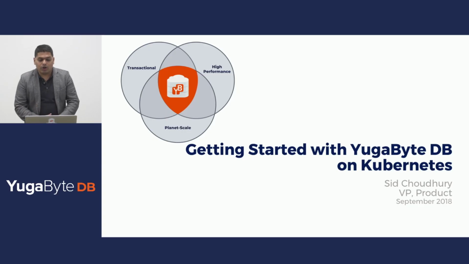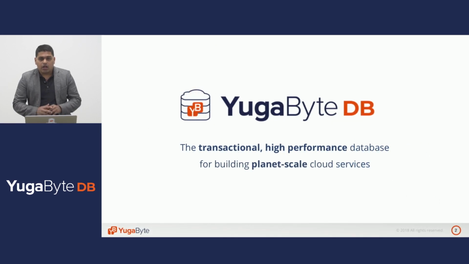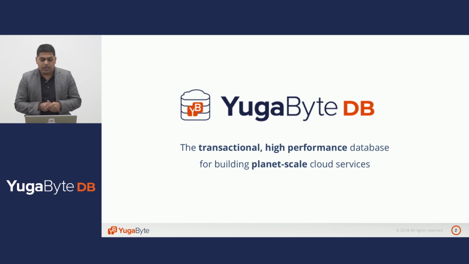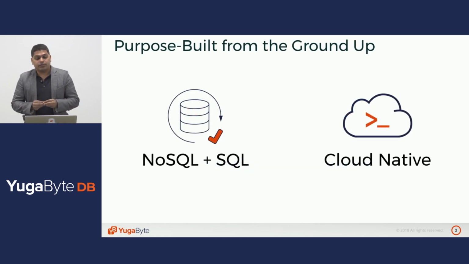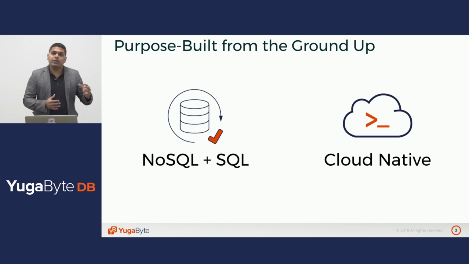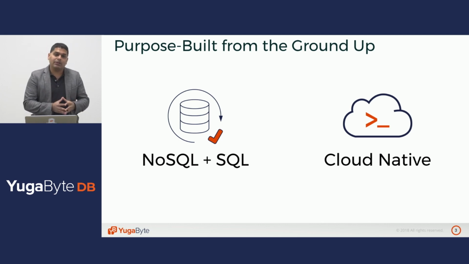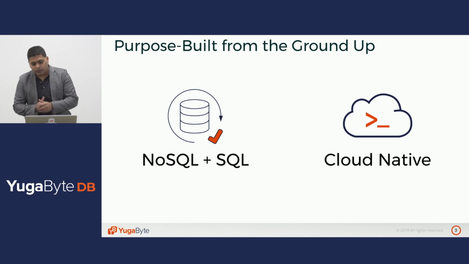Today I'm going to talk to you about how to get started with YugabyteDB on Kubernetes. Let's dive right in. What is YugabyteDB? We are a transactional high-performance database for planet-scale cloud services. We're actually purpose-built for the modern cloud era. On the API layer, we support both NoSQL and SQL APIs. We're wire-compatible with Cassandra, Redis, and PostgreSQL.